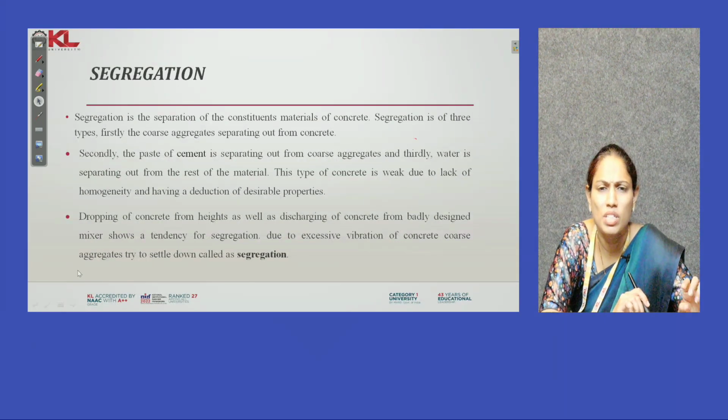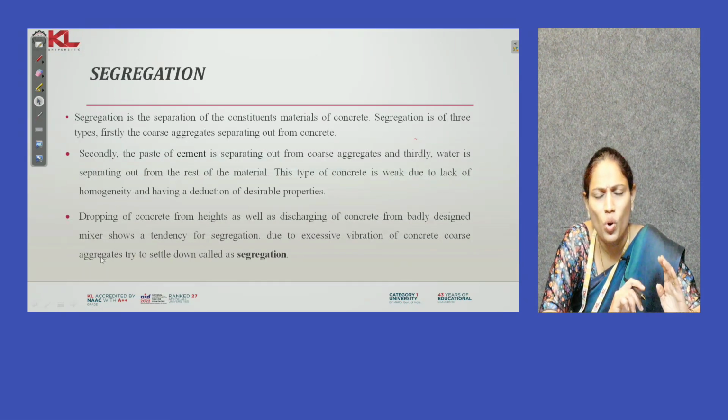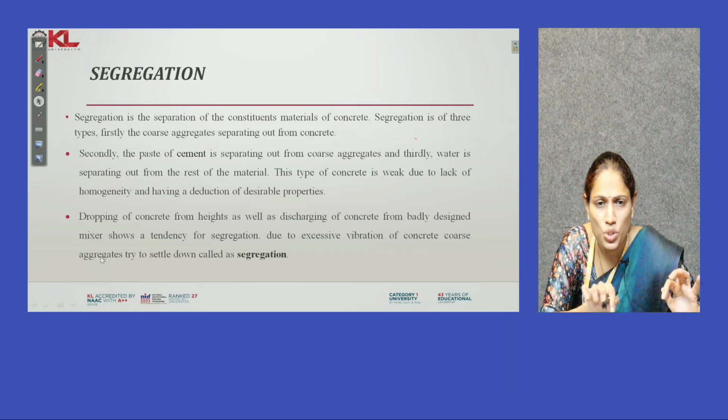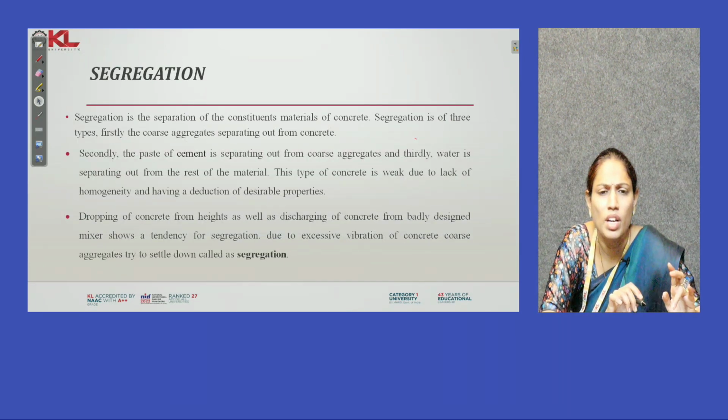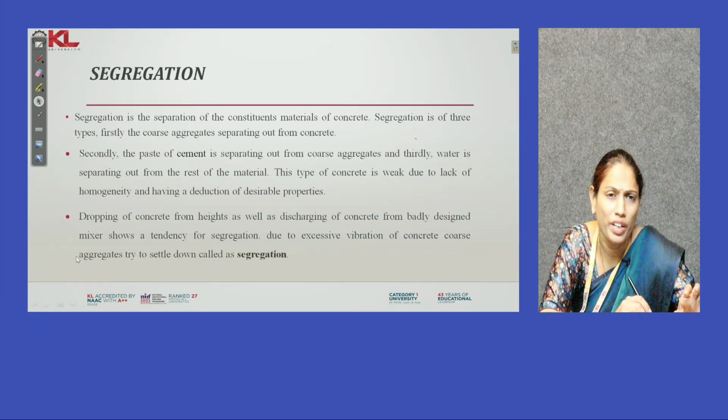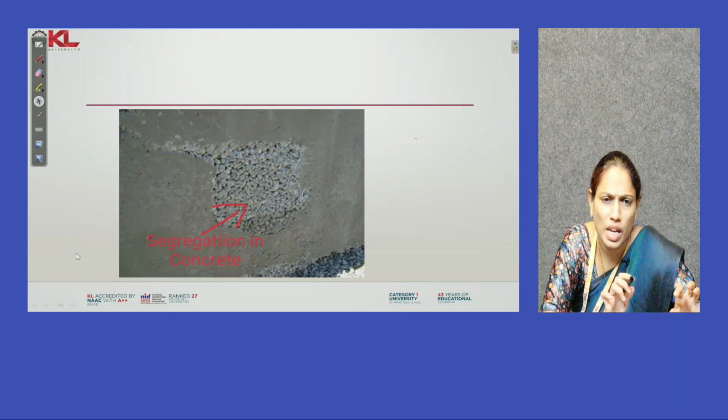What does segregation mean? When we use different types of aggregates, coarse aggregate, fine aggregate, flakiness, they should not be in one group. They should be mixed uniformly. To know the segregation, to know the grouping of the aggregate, we are going to look at the concrete. Concrete with this type of segregation should not be placed.